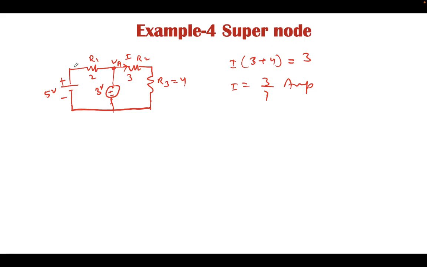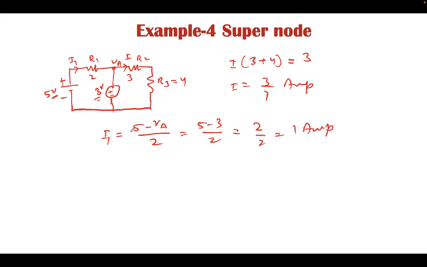Now we can calculate the current in this branch. This potential is 5 volt, this potential is 3 volt, VA is 3, and this current is I1. I1 is (5 minus VA) divided by 2, and VA is nothing but 3 volt. This is (5 minus 3) divided by 2, which is 2 by 2, equal to 1 ampere.